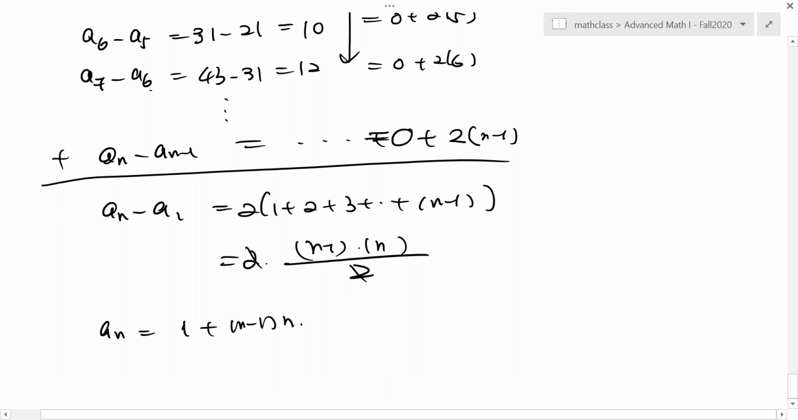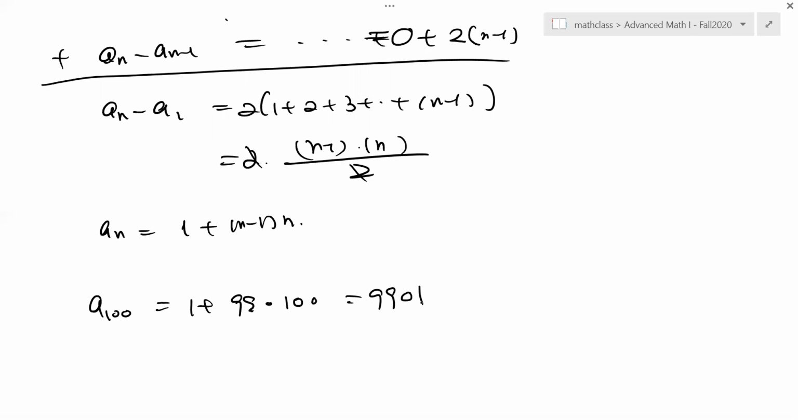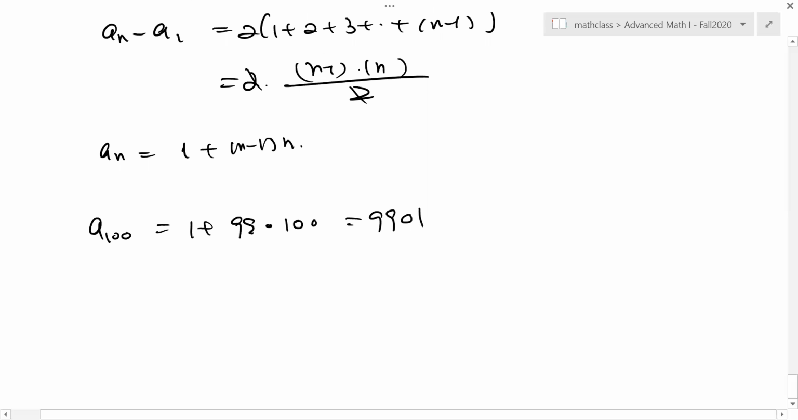Then a100, the 100th term, it's going to be 9,901. Right? So now you get a general formula.